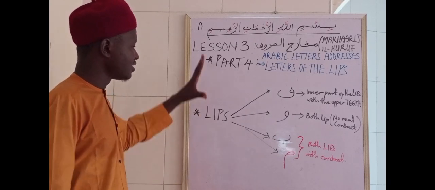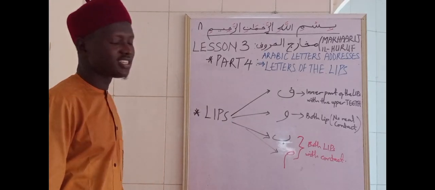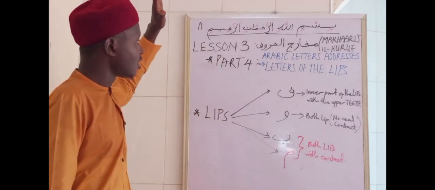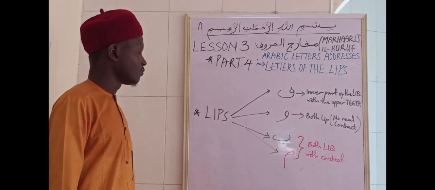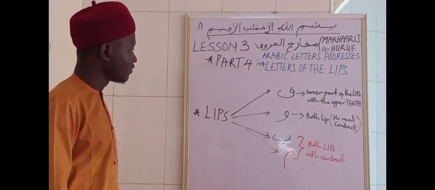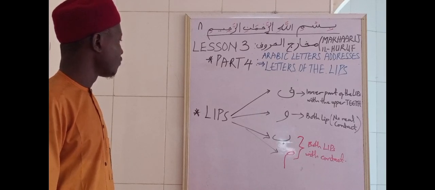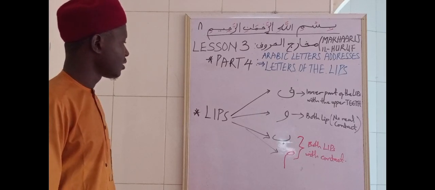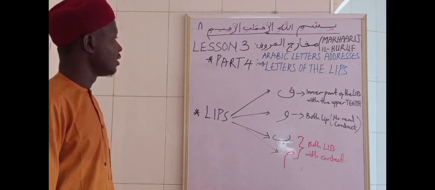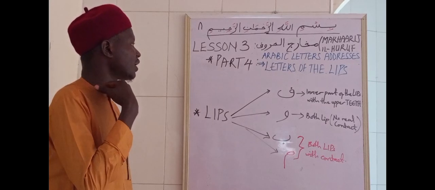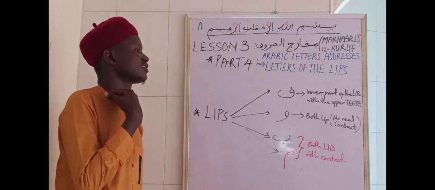So with this we have come to the end of the addresses of the 28 Arabic alphabets. We don't have any left; we visited each and every one of them. Quickly, let me revise them. The first one, we said we have what? The throat. We have 6 in the throat.